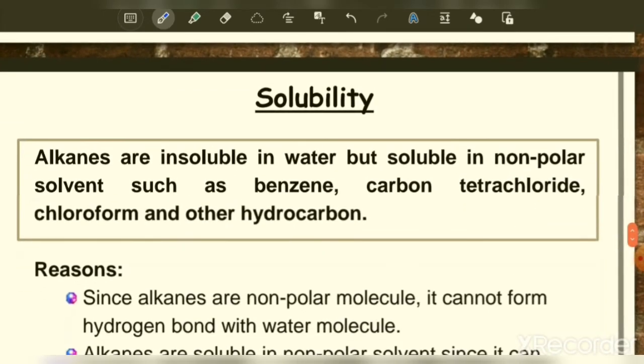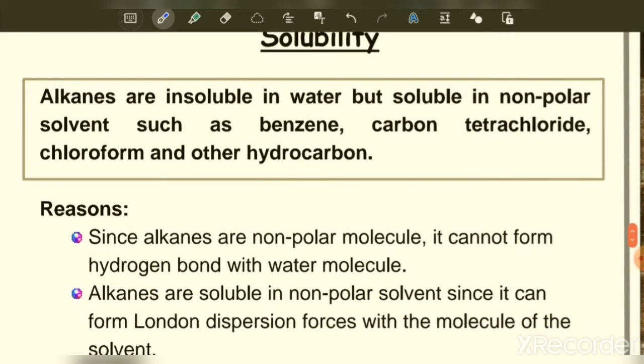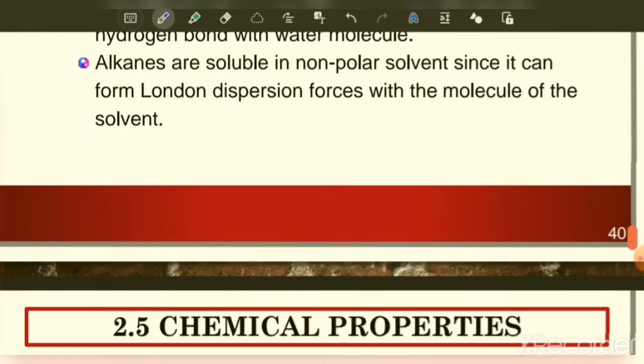Okay, so we go to solubility. Alkanes are insoluble in water but soluble in non-polar solvents such as benzene, carbon tetrachloride, chloroform, and other hydrocarbons. This is because alkanes are non-polar molecules. When it is a non-polar molecule, it cannot form hydrogen bonds with water molecules. However, alkanes are soluble in non-polar solvents because they can form London dispersion forces with the molecules of the solvent.